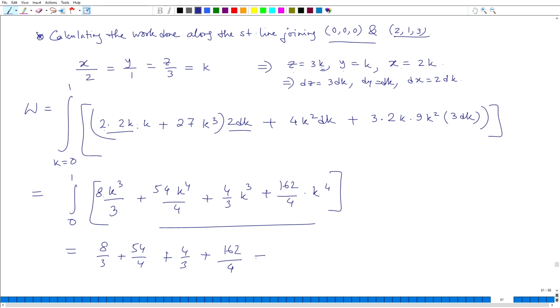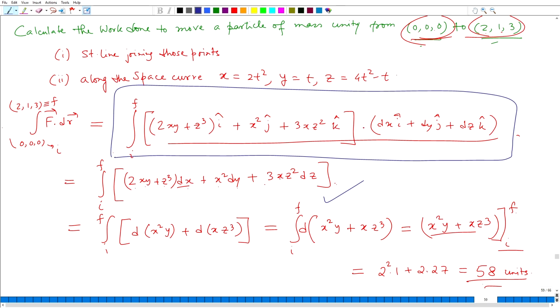So, finally, you will have 8 plus 4, 12 by 3, which is 4, and these two terms, you will have 54 plus 162, 216 by 4, which is 54. Okay. So, you will have 58 units, and now if you just see, this is 58 units. So, this is not magic, that is exactly the property of a conservative force field.